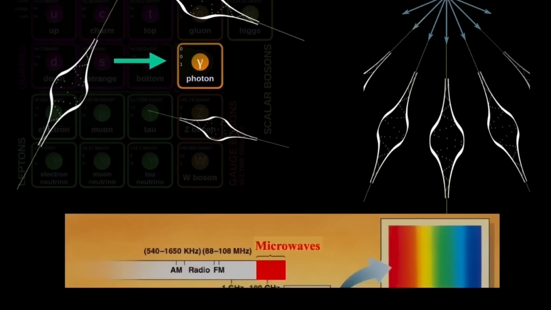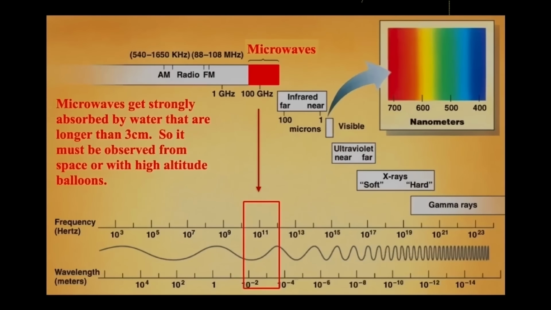Let's take a closer look at some of these properties of light. So when we're looking at the entire spectrum of light, there are lots of different frequency ranges and wavelength ranges. Notice that the frequencies can range from about 1,000 Hz up to 10 to the 23rd Hz. Likewise, the wavelengths can range from tens of kilometers down to 10 to the minus 15th meters, which are comparable to the sizes of atomic nuclei.